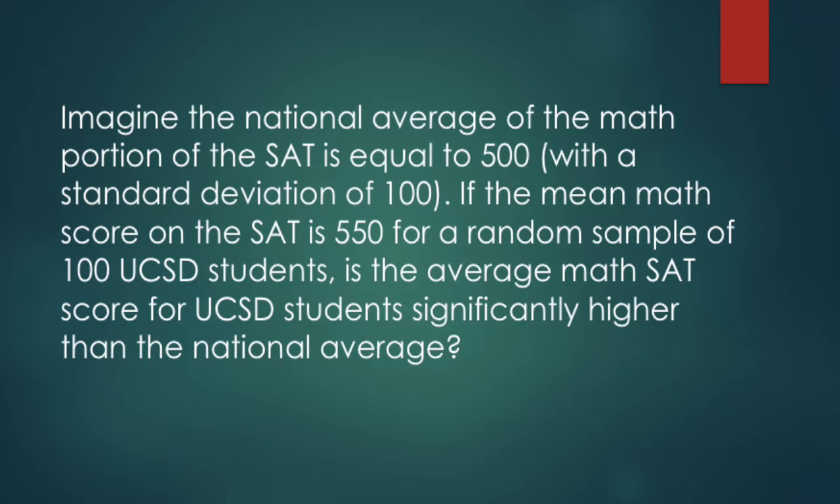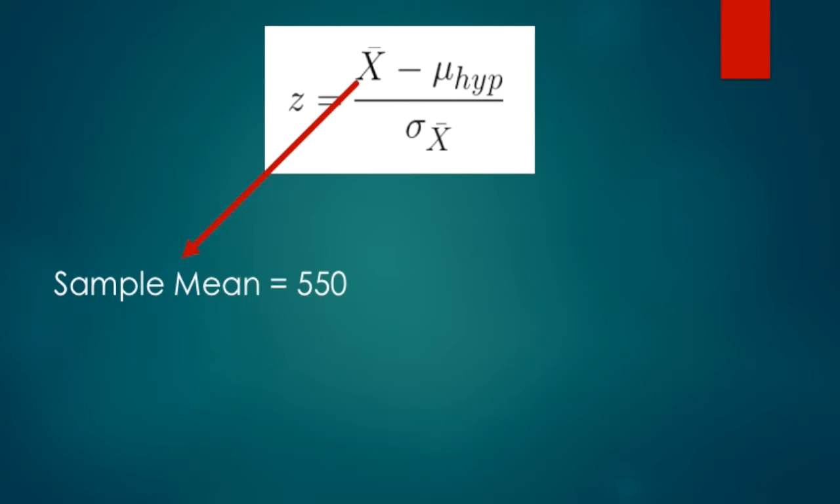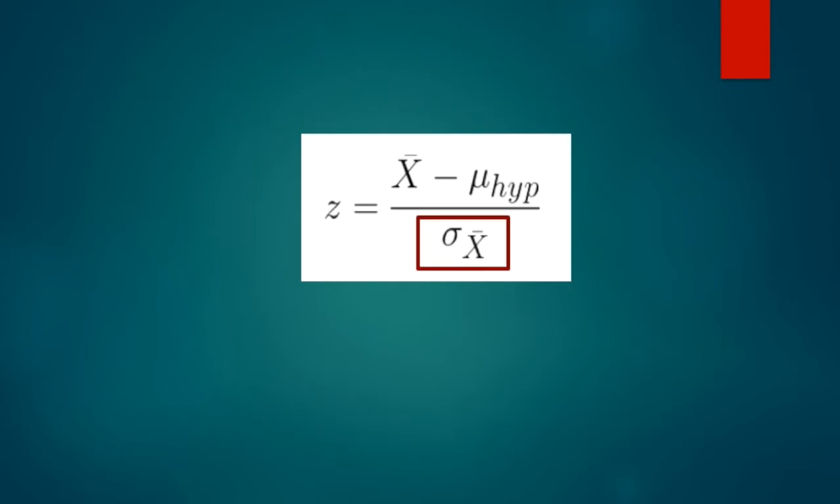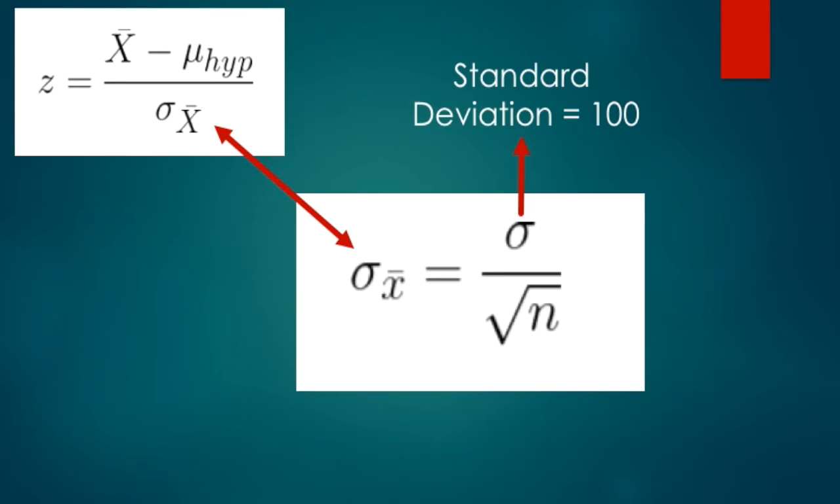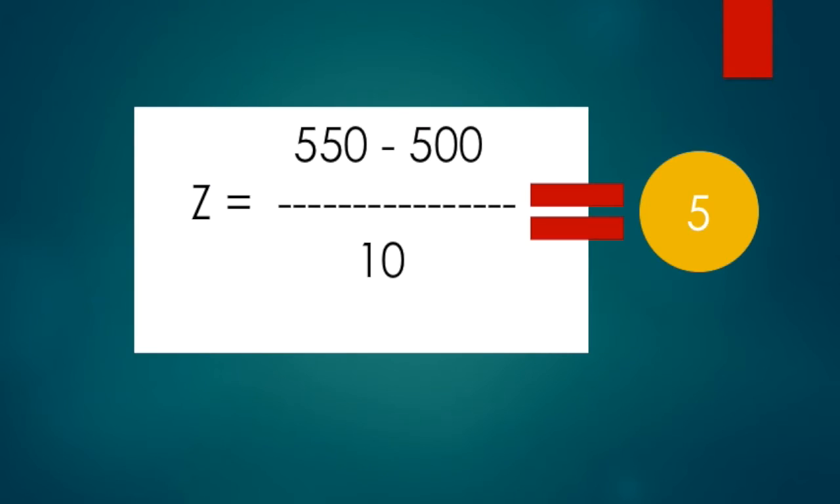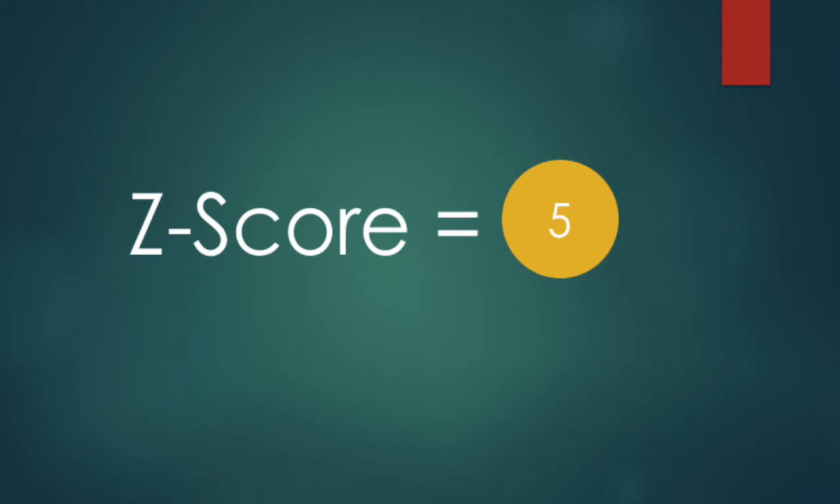From the previous video, we were able to see the pieces of information that were given to us in the example. We know the sample mean is equal to 550, the population mean is equal to 500. We are also able to solve for the standard error of the mean because we know the standard deviation is equal to 100 and the sample size is equal to 100. When we plug everything into the formula, we get the final answer of 5. 5 would be the z-score of this problem.